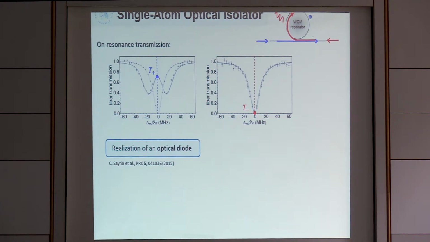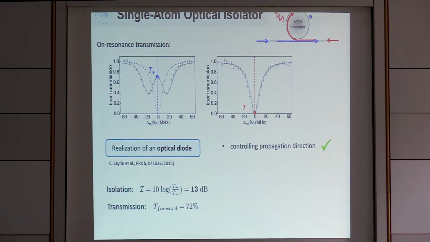So in this case, we realize an optical diode, and the isolation was even higher than for the ensemble-based case. We had an isolation of 13 dB with a forward transmission of more than 70%. So here we control the propagation direction of light with a single atom.